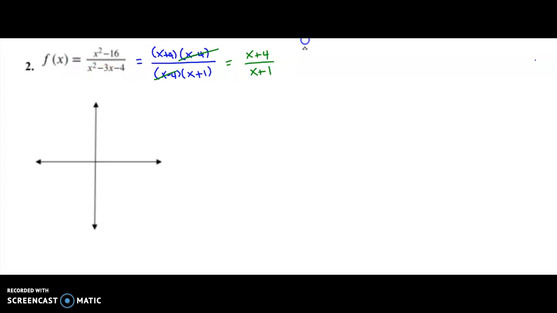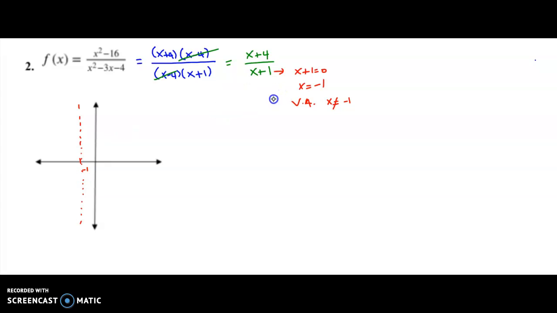Now I'm going to focus my attention here in the denominator. I'm going to set this equal to 0, and I get x equals -1. This is where my vertical asymptote is, because x cannot equal -1. When we solve for -1, we're saying that x cannot equal -1. And so at -1, I'm going to draw my vertical asymptote.